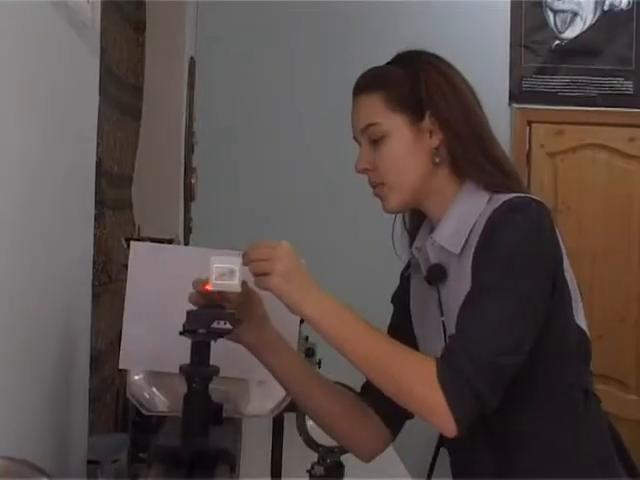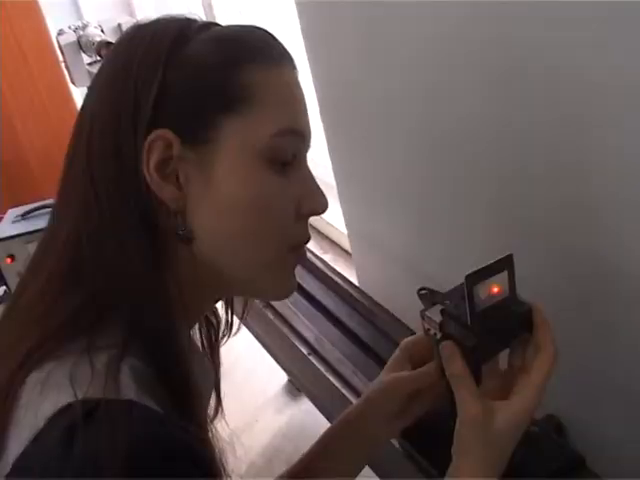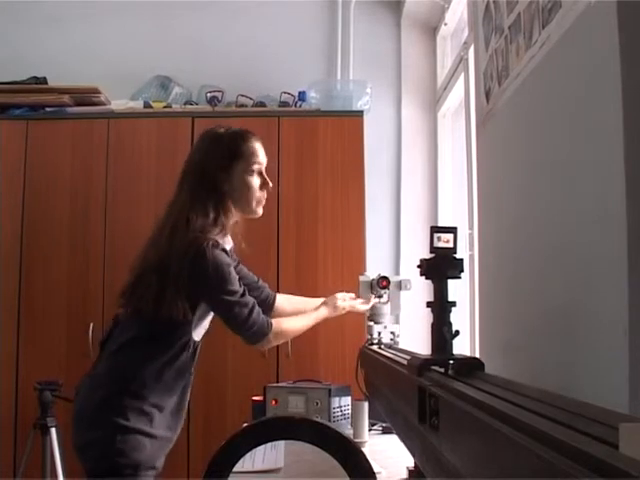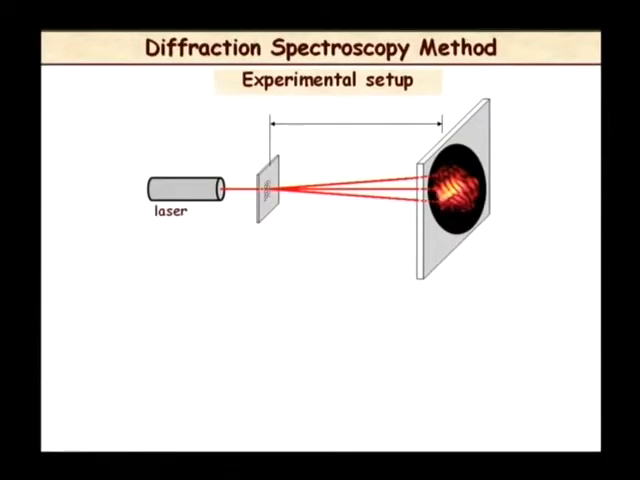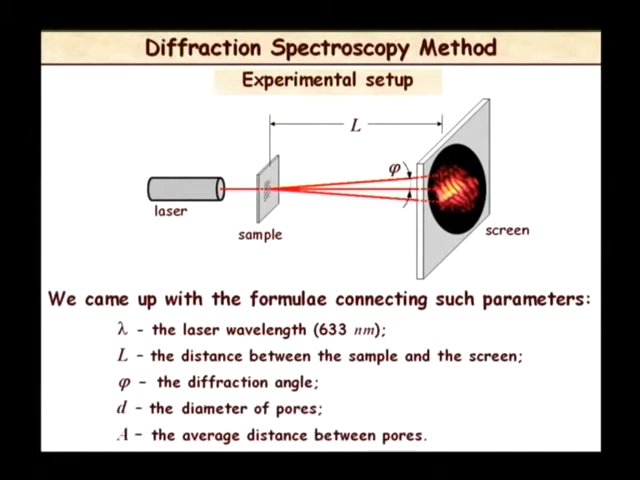What's the essence of the method? The experimental setup is simple. A microscope section of hymenophore of polyporous fungi was placed in the laser beam. As a result of the diffraction on the pinholes of hymenophore, it's possible to observe a diffraction pattern on the screen in the form of alternating light and dark patches. For different diffraction patterns, we worked out the formula, with the help of which we calculated the distance between pores and the diameters of hymenophore pores.